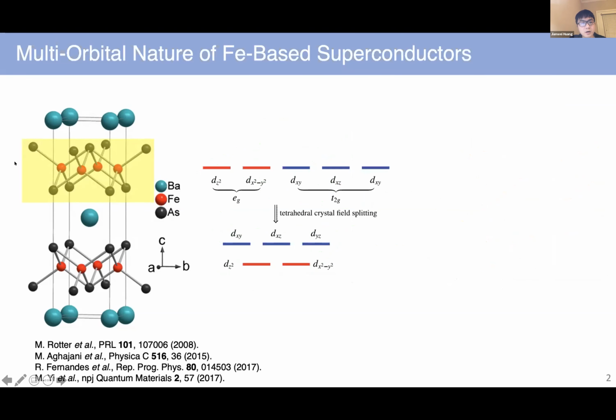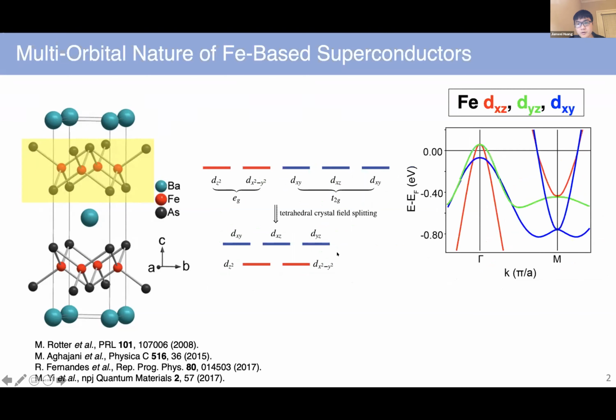Furthermore, the pnictogen crystal field splits these 3d orbitals, which makes the three t2g orbitals lifted slightly above the eg orbitals. Eventually, what we will see is that the electronic structure around the Fermi level mainly consists of xz, yz, and xy orbitals, which form the hole pockets around the gamma point and the electron pockets around the Brillouin zone corner.